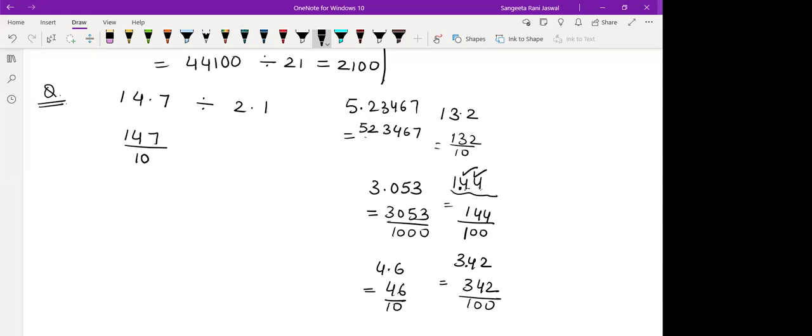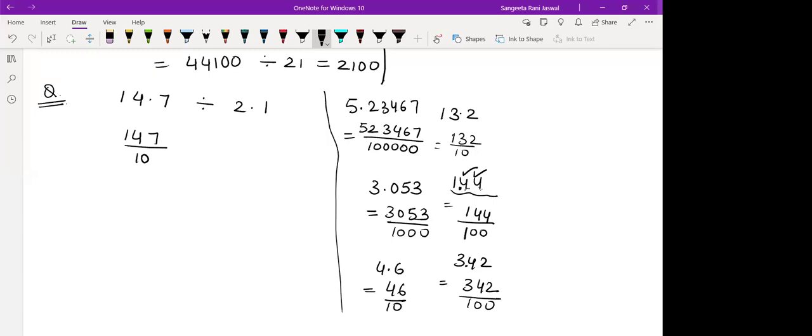5,23,467 by 1 lakh, ma'am. Okay, so you understood now? How do we write it in a fraction form? Yes, ma'am. Now, how can 14.7 be written in a fraction form? Like this. 147 by 10. Okay, ma'am.